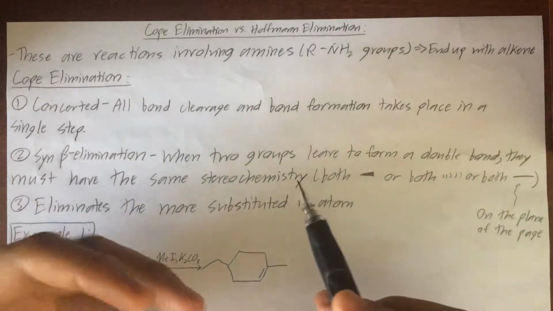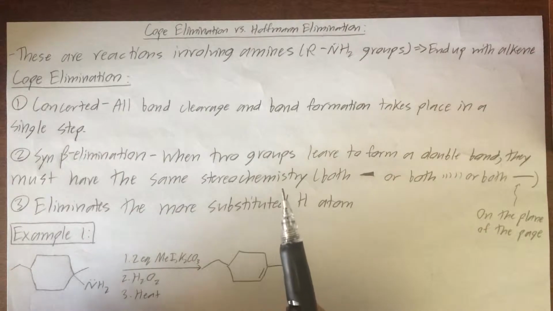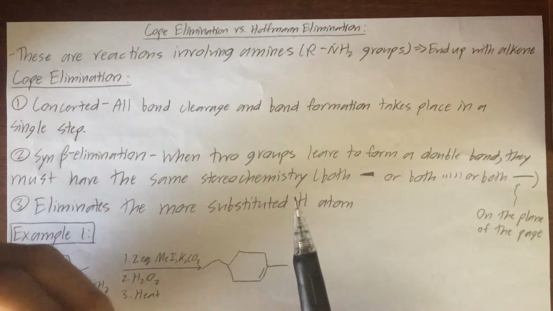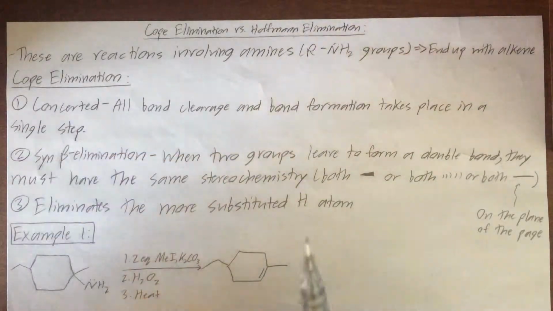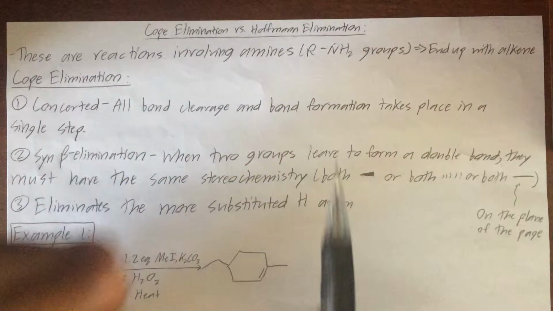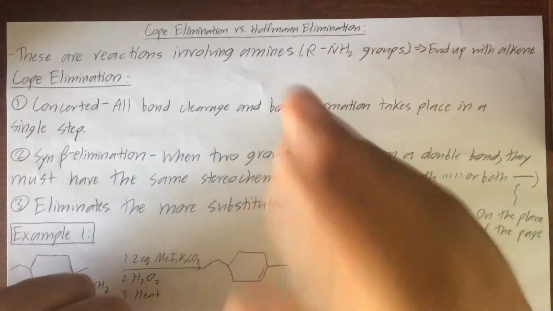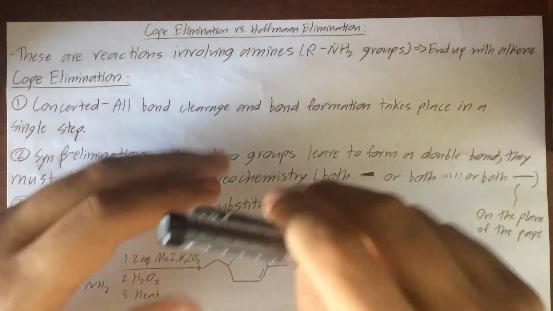In the next two videos, we're going to be talking about the Cope elimination and the Hofmann elimination. Both of these reactions involve amines. They involve RNH2 functional groups that ultimately get converted to alkenes, to CC double bonds. That being said, both of these reactions also have key differences that you should be aware of.